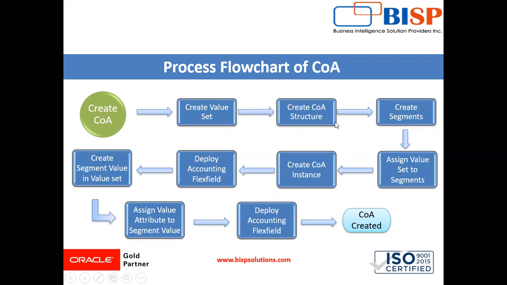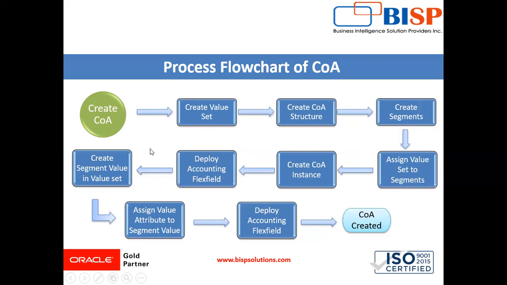Under the chart of account structure, we create the segments and assign the value sets to the segments, three segments. And after that, we create the instance. And after creating the instance, we deploy the accounting key flexfield. So all these processes are done in the accounting key flexfield.